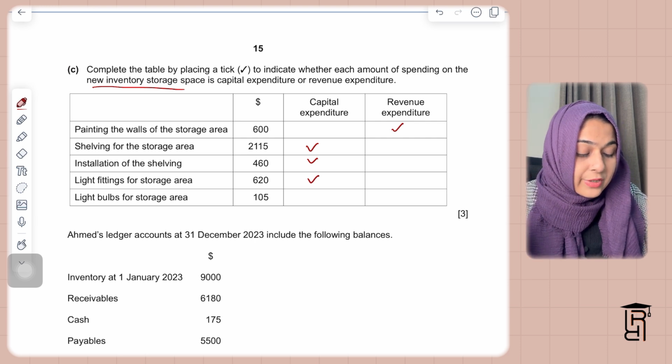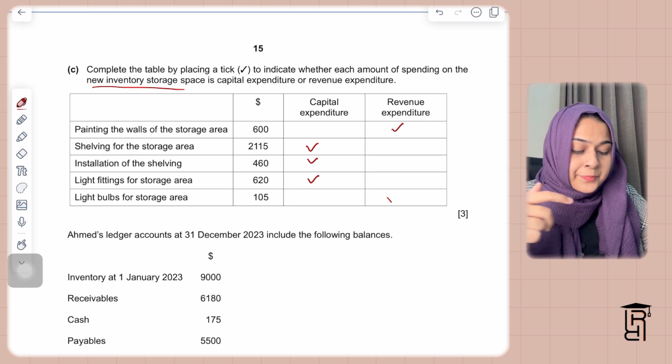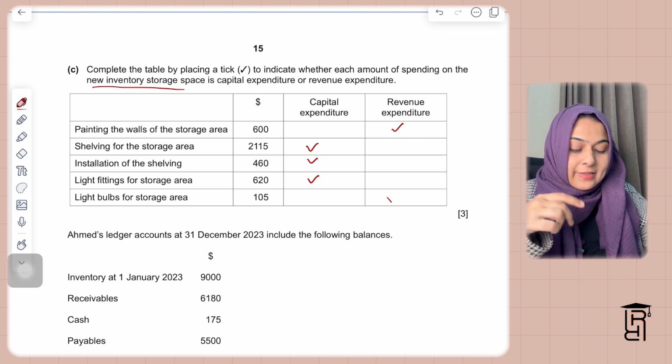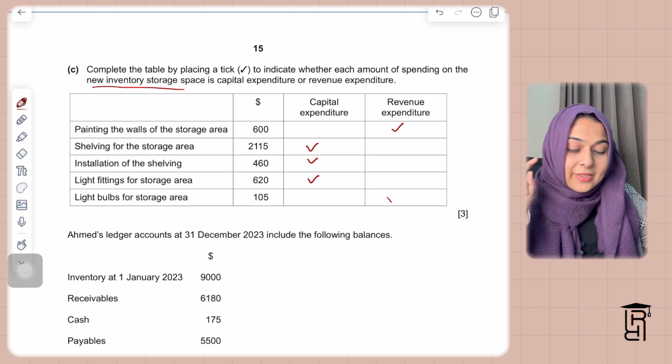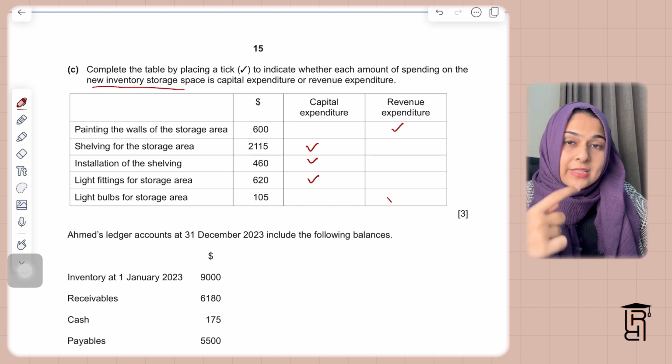So light bulbs for storage area will be revenue expenditure. Okay, in the next part, they're saying something very interesting again. They are asking you to calculate ratios. Now, this is the ratio analysis part of the question.